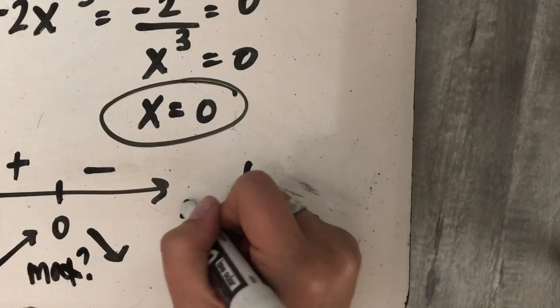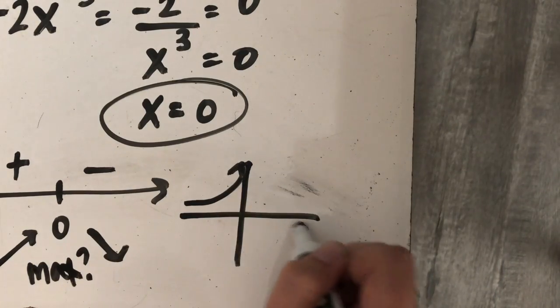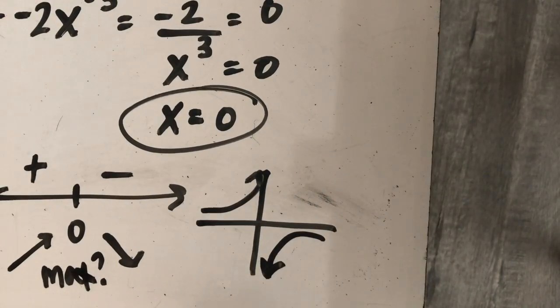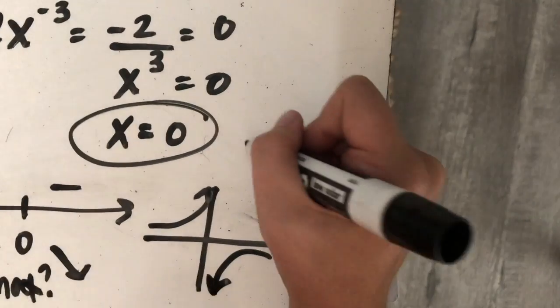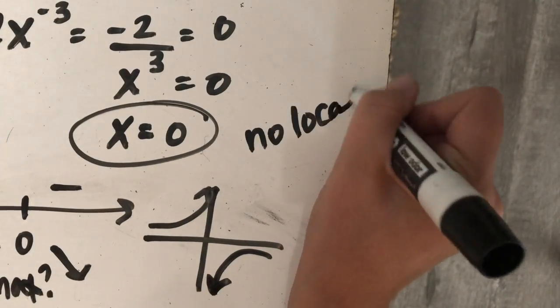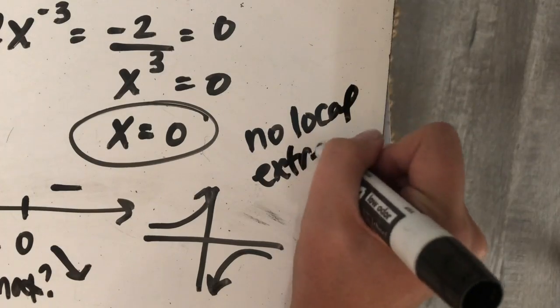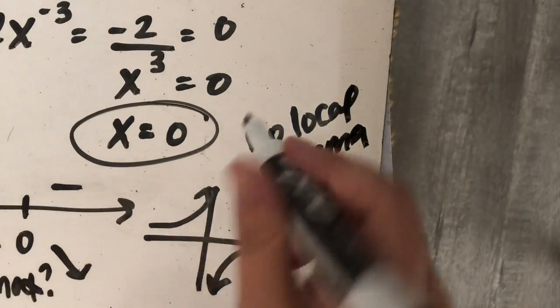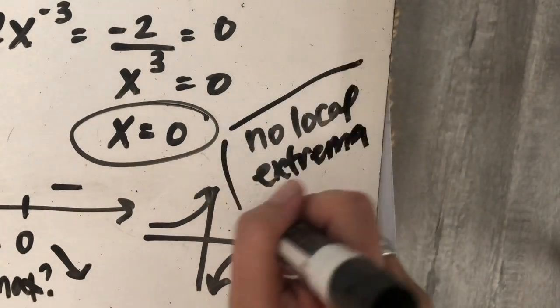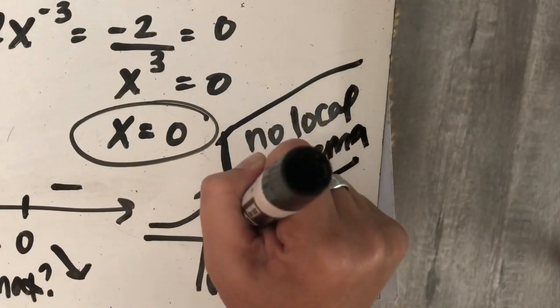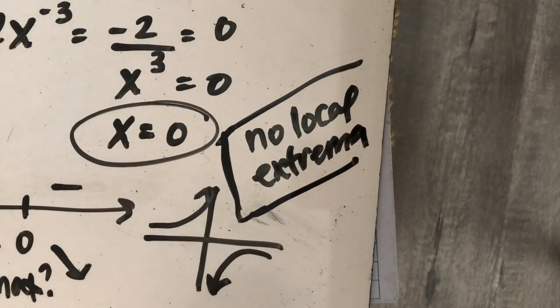It would give me a graph that's looking like this, right? Something like this, okay? So because of that, I actually have no local extrema. So keep an eye out for that, especially when your critical points come from undefined places, right? We need to be really, really careful that we are considering, is it an asymptote or is it actually going to be a maximum?